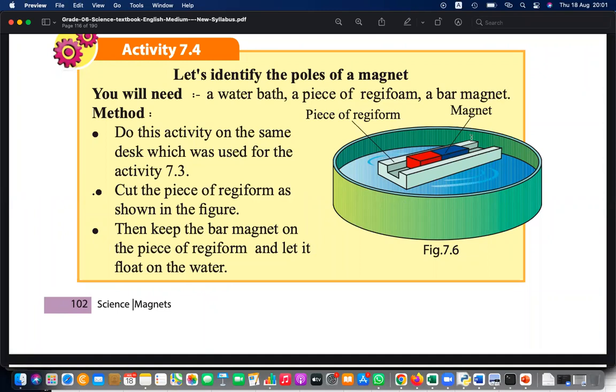So you have to keep the magnet and you can see after some time, the magnet will be directed to the north and south, similar to what you have done using the thread. So that is how you can find the north and south poles using this.